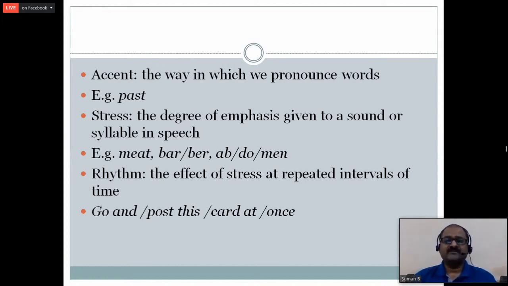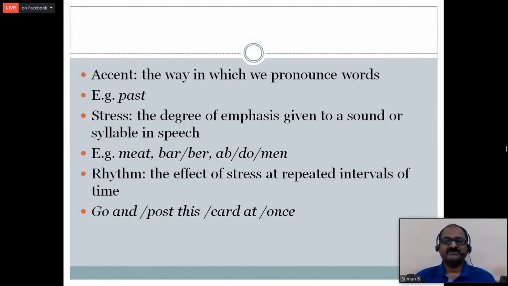But instead of past, if you say, for example, in a language where fa is a dominant sound, instead of past, if you say fast, it sounds like the English word F-A-S-T, fast, running fast. So it can easily affect your meaning. So this is how acceptability can play an important role when it comes to spoken English or the way we pronounce words.